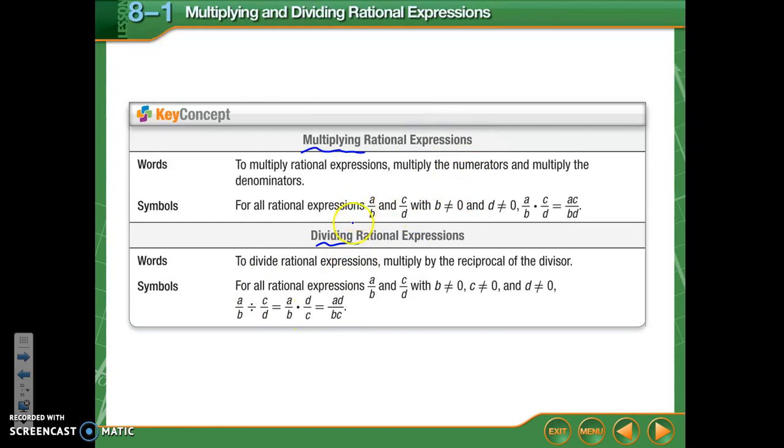The same thing is true with dividing. It's the same process as with fractions. If I have a fraction divided by a fraction, I leave the first fraction the same, and basically I multiply by the reciprocal, so times d over c, and then I just multiply and simplify. So these are the same rules as we've always had for fractions.